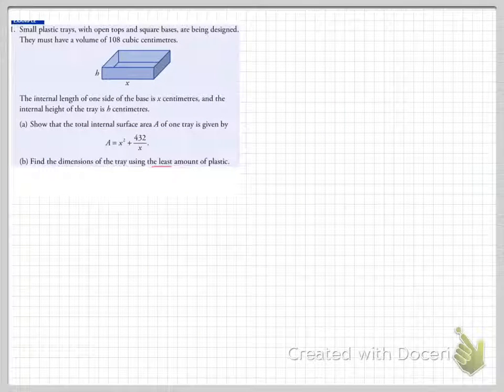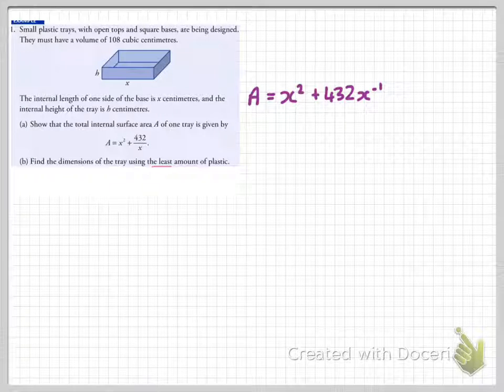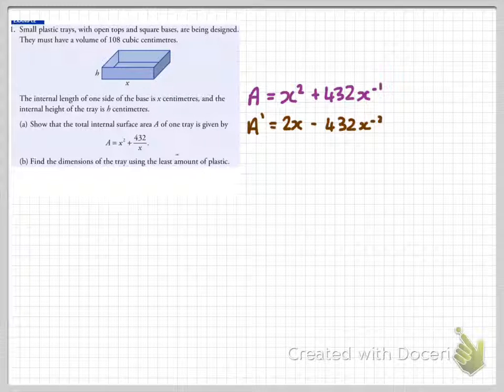Now we're going to answer the question and find the minimum amount of plastic. So we have an area formula and we need to differentiate that area formula. Now note the 1 over x becomes x to the negative 1. So we differentiate: 2x, negative 432 x to the minus 2. Don't forget to reduce the power by 1.